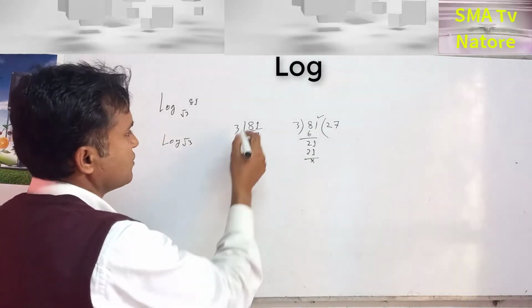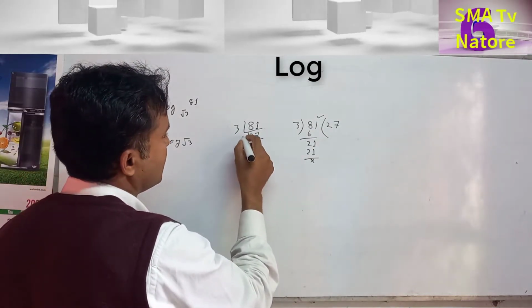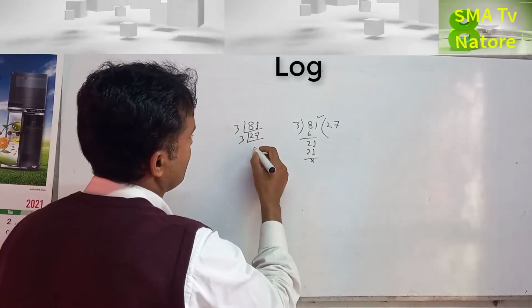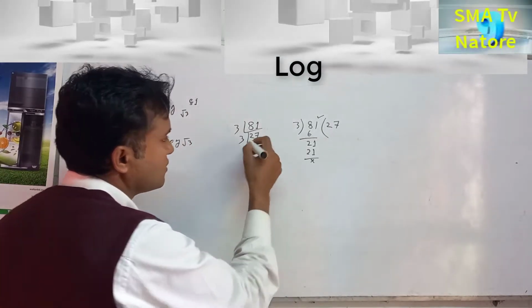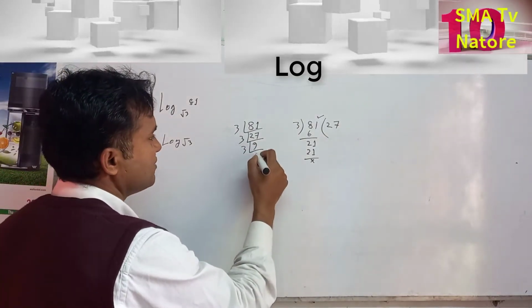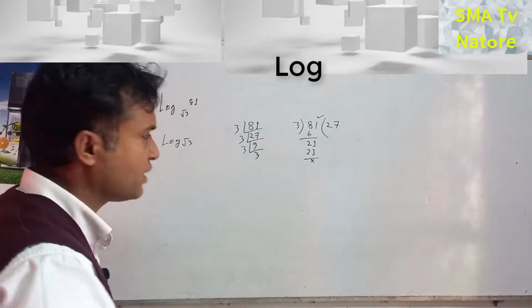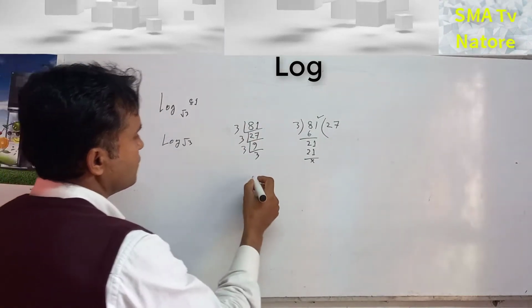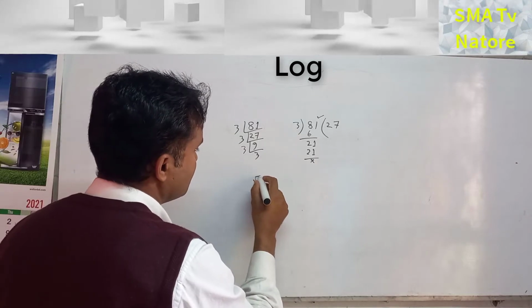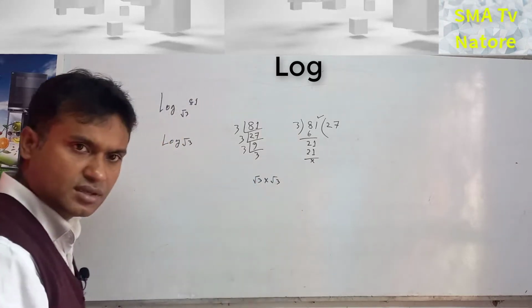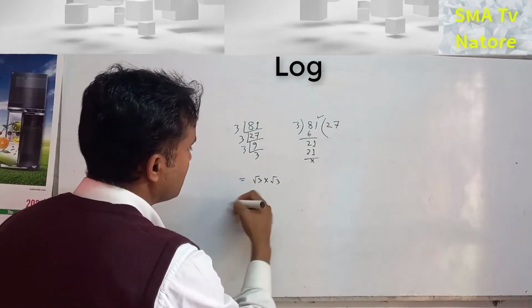Okay, so here the result, and next again we have to divide it by 3, that is 3 into 9, it is 27, and next one is 3 divided by 3. So actually, the base is 3, so we have to take root 3 into root 3. Okay, so this is called what.